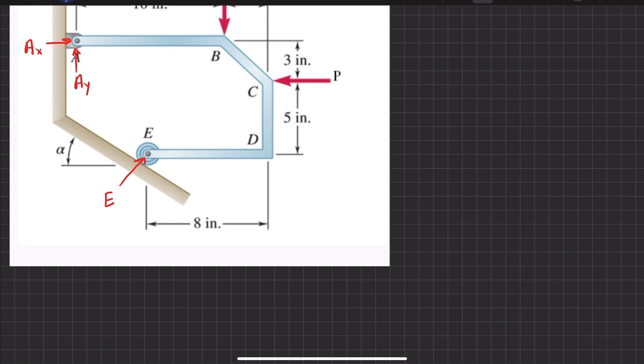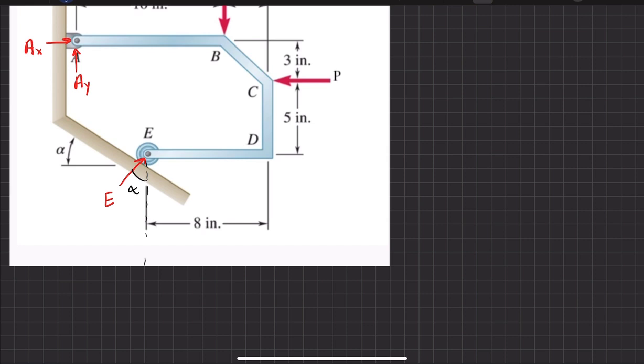Now if we want to break up E into its separate components by similar triangles, if we draw a line going down this way, this angle right here is equal to that alpha angle right there. So then you can find its separate components by doing cosine and sine. All right, so that's the free body diagram. Now we need to determine the reactions at A and E when alpha equals 30 degrees.